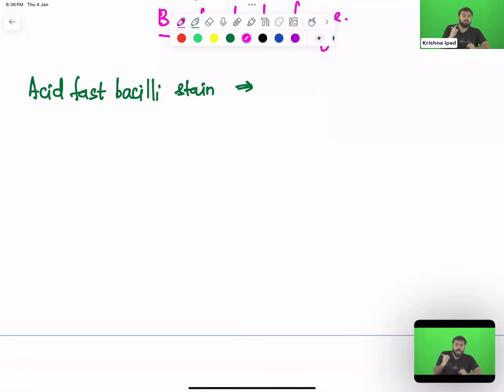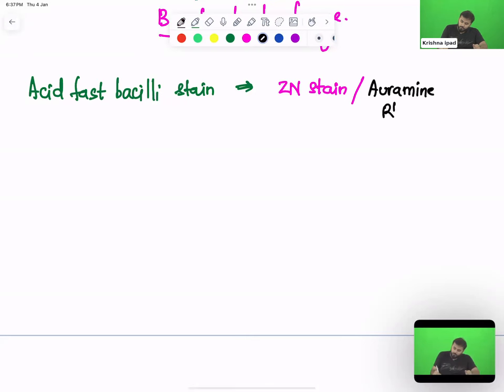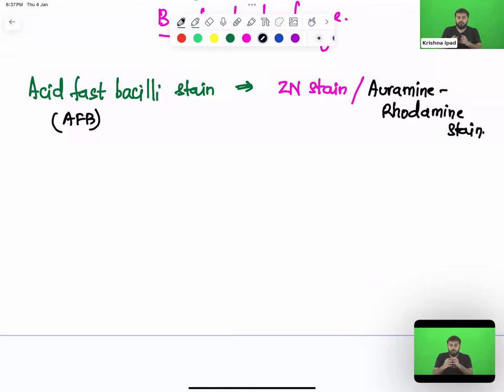Now, within this acid fast bacilli staining, what is the kind of stain they use? They use a ZN stain. All of you know Ziehl-Neelsen staining. All of you remember that Ziehl-Neelsen staining, which I told you in the starting, in the staining methods, everyone? Right. So, you use Ziehl-Neelsen staining. If Ziehl-Neelsen staining is not available in the lab, then you use another stain called as auramine-rhodamine stain. This is also called as AFB. In your textbooks, it will be AFB. You have taken the sputum sample and you have done AFB.